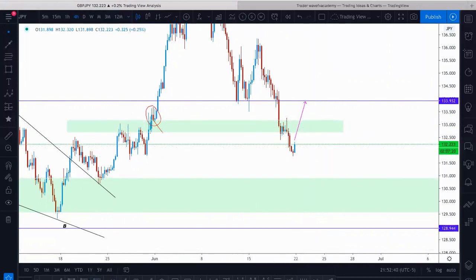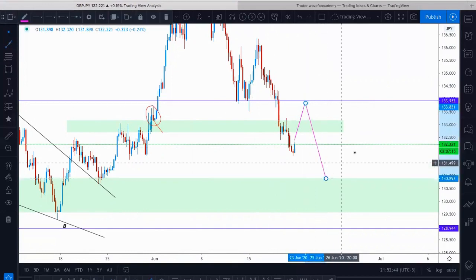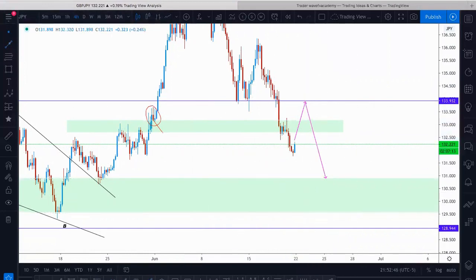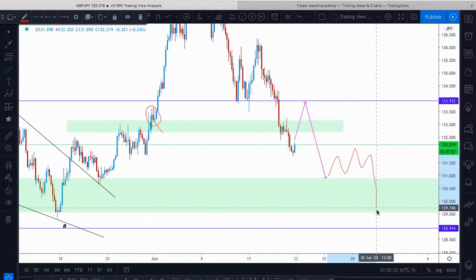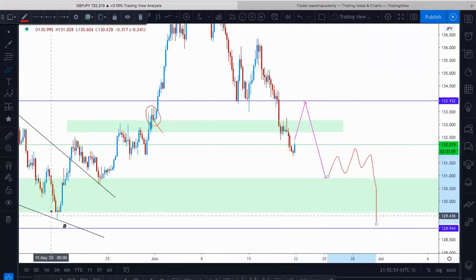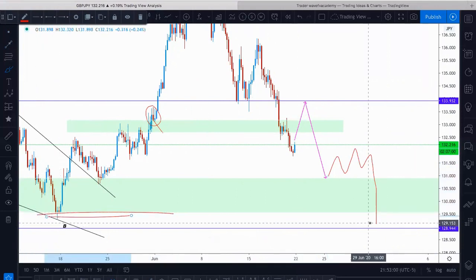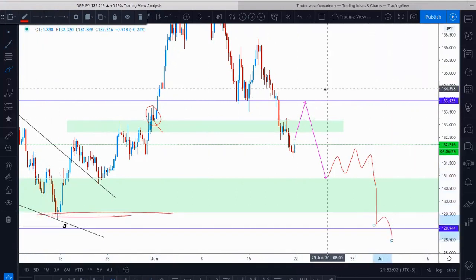And then from there, I will be looking for the market to hit the 130 zone, build up within this area, make a move down further to about 128 to confirm the breakout of the B wave corrective structure and then continuation lower.